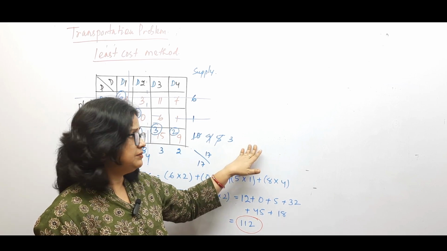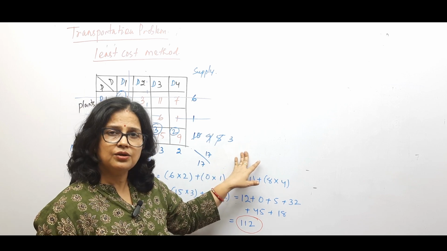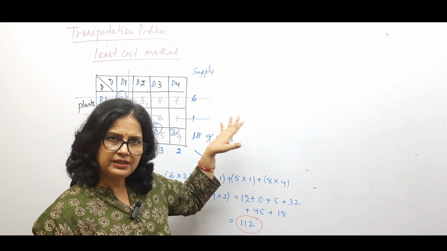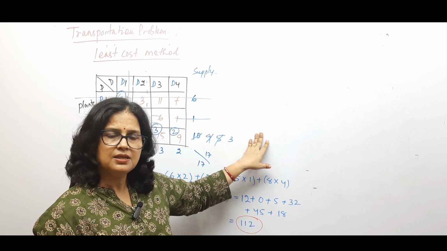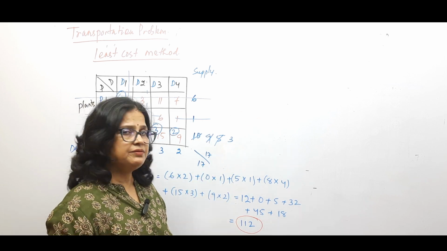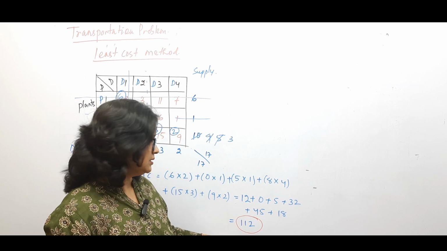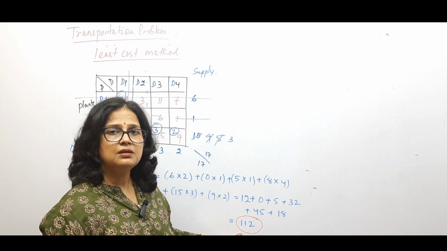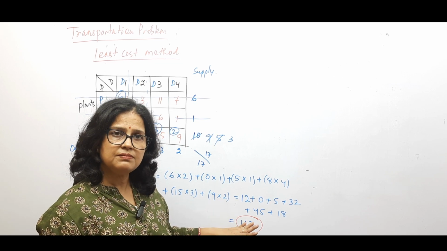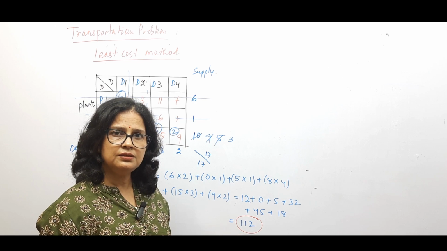The same problem can be tried by the northwest corner method, which we have already discussed in the previous class. So you can refer to the previous video to calculate the total transportation cost by the northwest corner method.